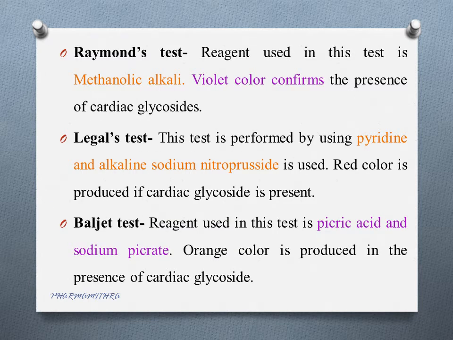The next test is the Raymond test. That is not, but it's important. It gives a violet color with the presence of cardiac glycoside. Legal's and Baljet tests are important. The Legal's test is performed by adding pyridine and alkaline sodium nitroprusside. Here we can find a red color. Whereas in the Baljet test, the reagent is picric acid and sodium picrate. Here we can find an orange color. These all show the presence of cardiac glycoside.